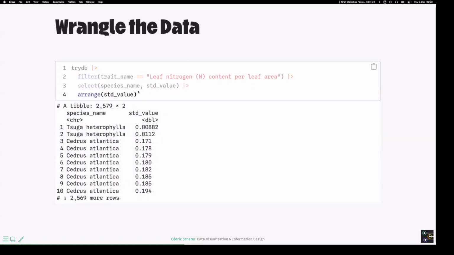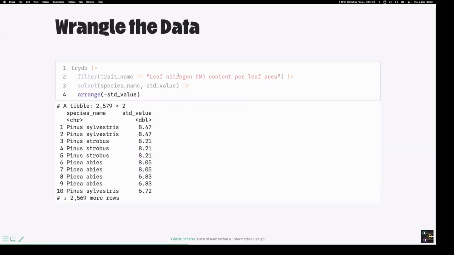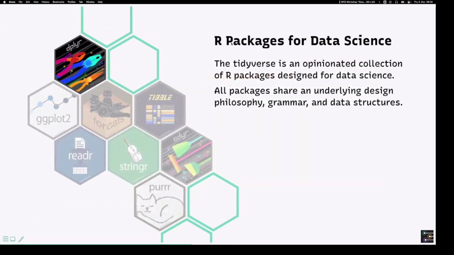So here, for example, I could now add another pipe with arrange, and then we could arrange the table by the values here. Now you see it's in increasing order. We could also change that by putting a minus before. It's a quick pick to see what's the highest leaf nitrogen content, which has the Pinus sylvestris here. And we could also do some more steps.